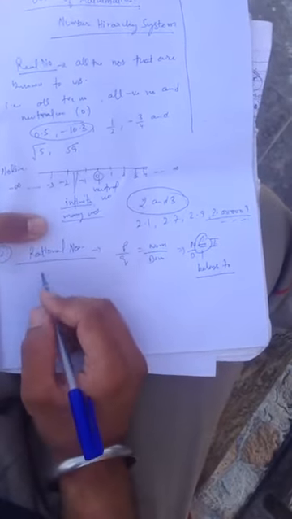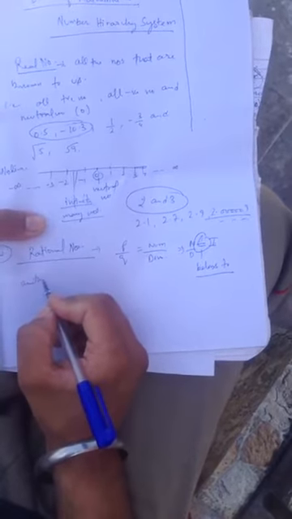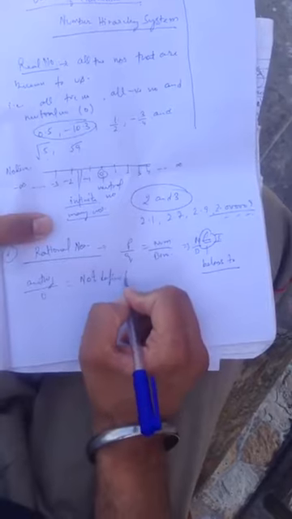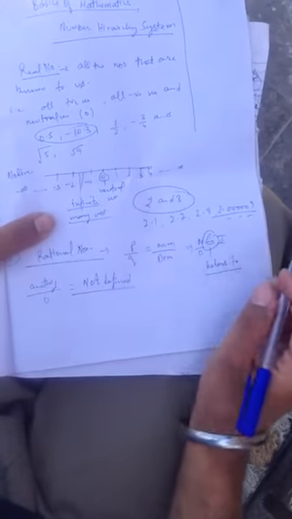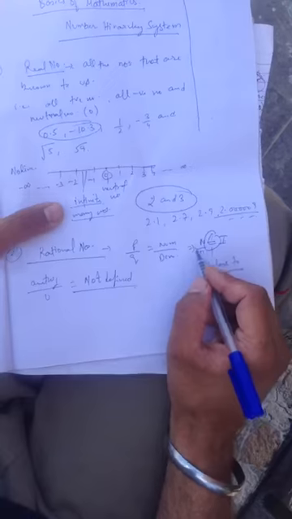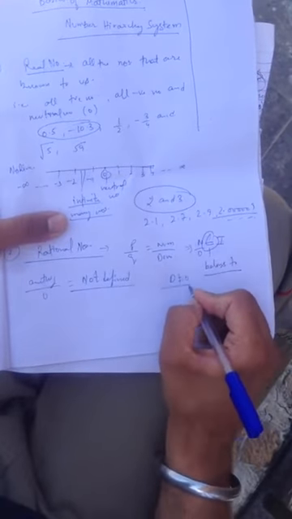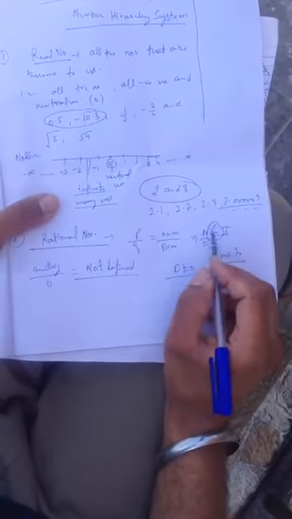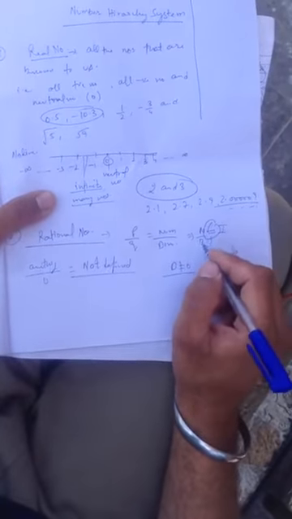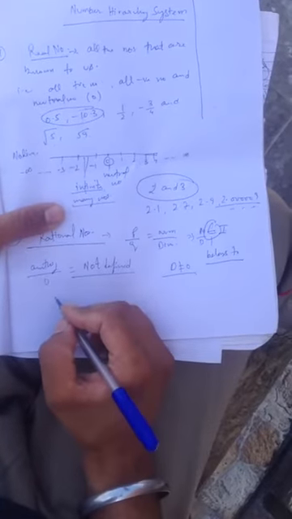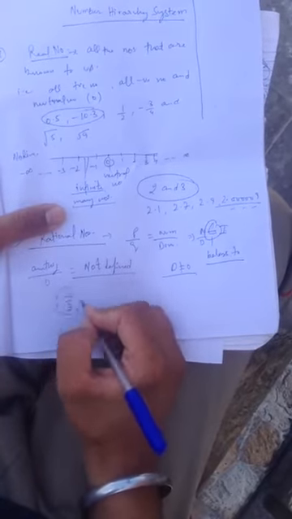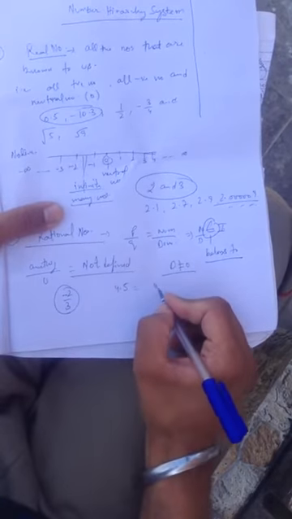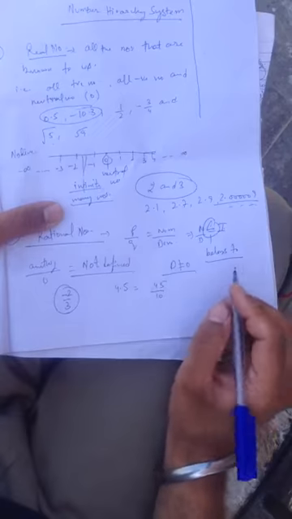Second thing is, we know that anything over 0 is not defined. So it is compulsory in case of rational numbers that the denominator should be non-zero. Is this clear? There is a fraction but the denominator is non-zero. For example, -2/3 is a rational number. 4.5 is also a rational number. Why? Because 4.5 can be represented as 45/10.